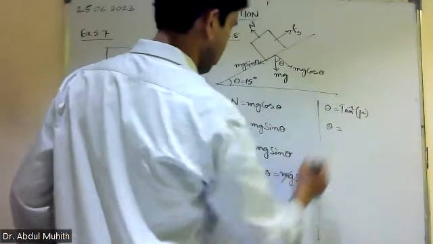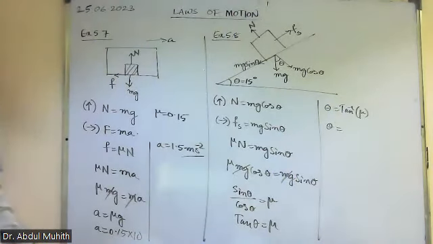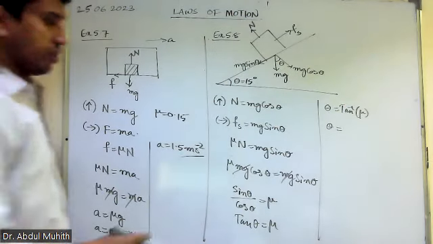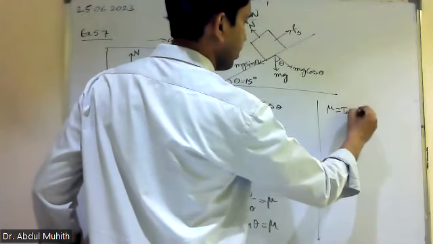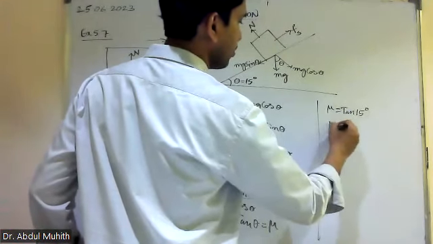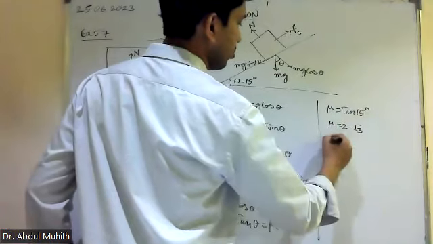But what is mu? What we have to find out? Here, the angle is given to us, sorry. So we will do directly: mu equal to tan 15. Tan 15 is 2 minus root 3, so that will come around 0.27.